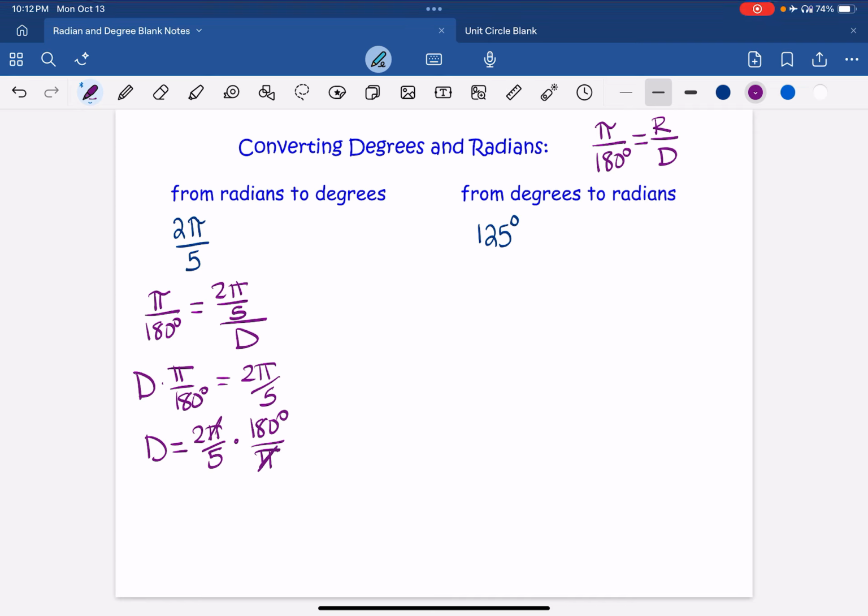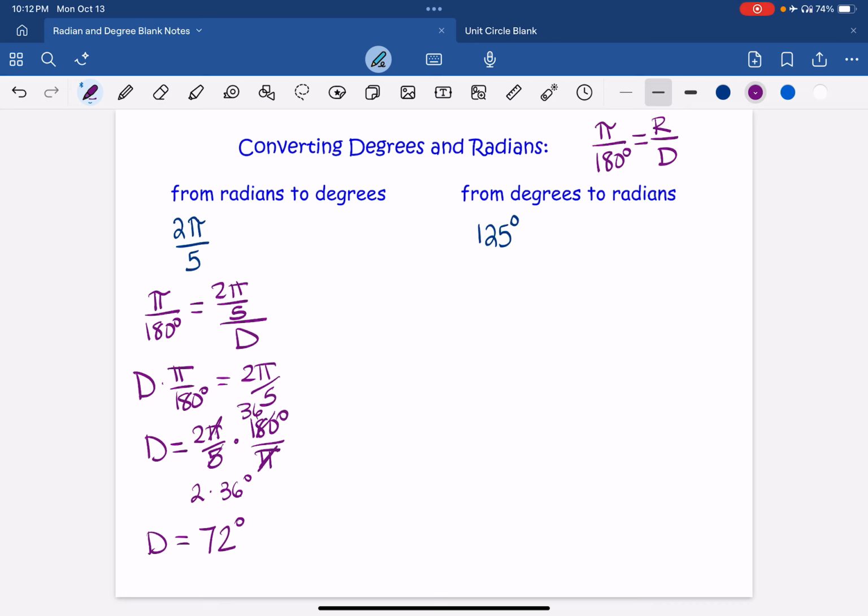And I love to reduce fractions before multiplying, because to me that just makes life so much easier. So we're going to take that 180 and divide that by 5, and we get 36. So now 5 goes into 180 36 times. So now we have 2 times 36 degrees, which gives us 72 degrees. So our degrees will be 72 degrees.